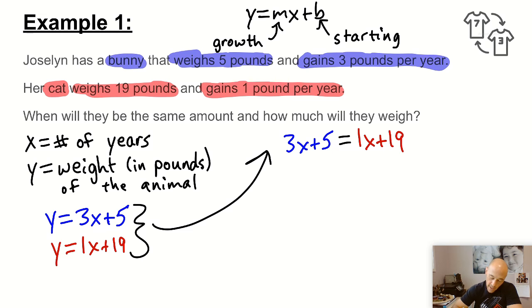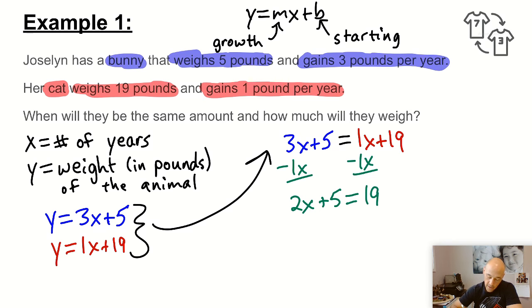To solve, my first step is going to be to get all of my x terms on one side. I'm going to subtract 1x from the right and the left. That'll create this 0 right there. And on the left, we'll have 2x plus 5 is equal to 19.